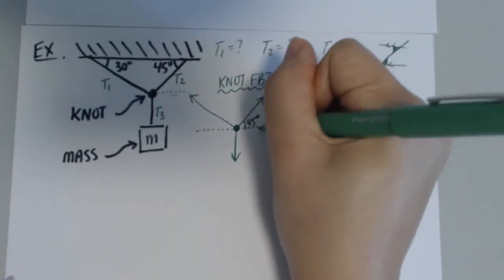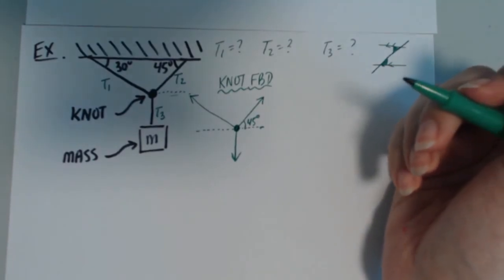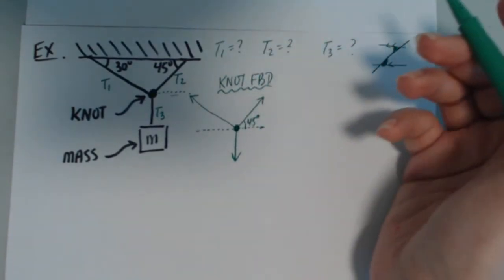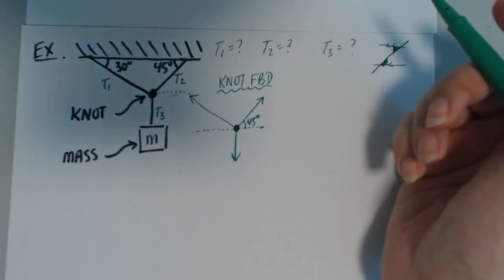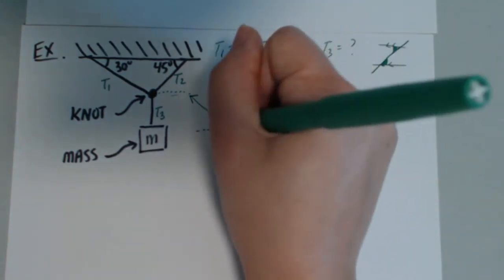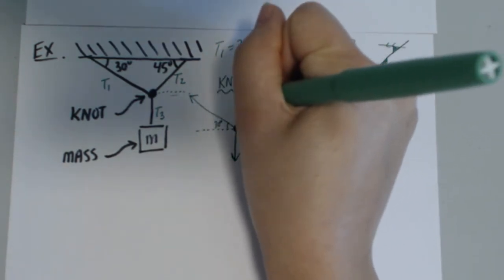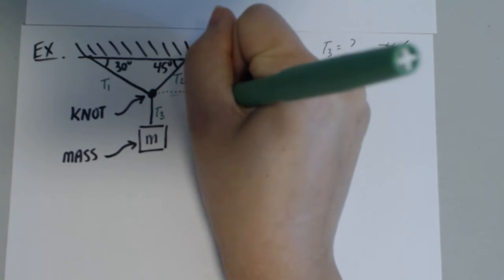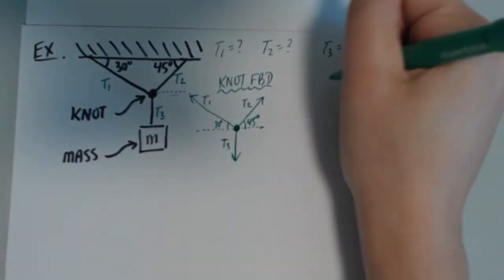I personally always like to draw my angles relative to the horizontal. It just, for me, it makes the calculation easier. If you want to do it based on the vertical, that's up to you. Just make sure you keep track of your sine and cosine ratios appropriately. So that means this is going to be 30 degrees. This one has a magnitude T2. This one has a magnitude T1. And of course, here I have my T3. Okay, so that's the knot.